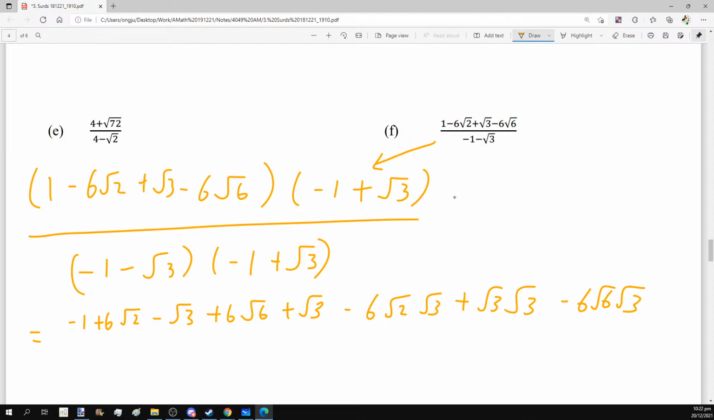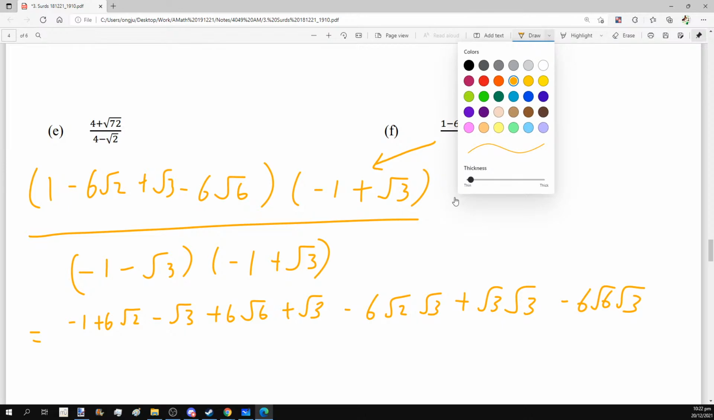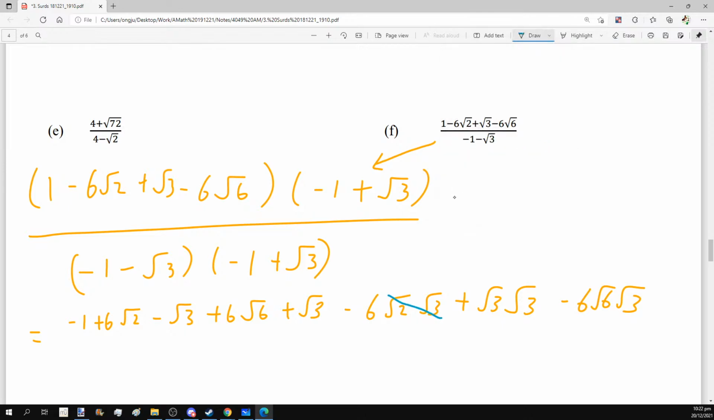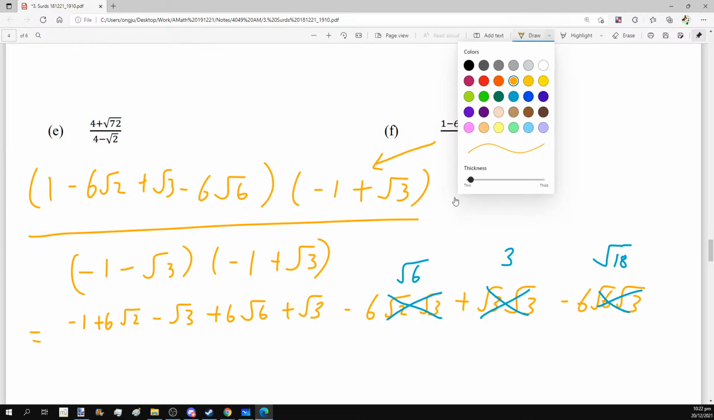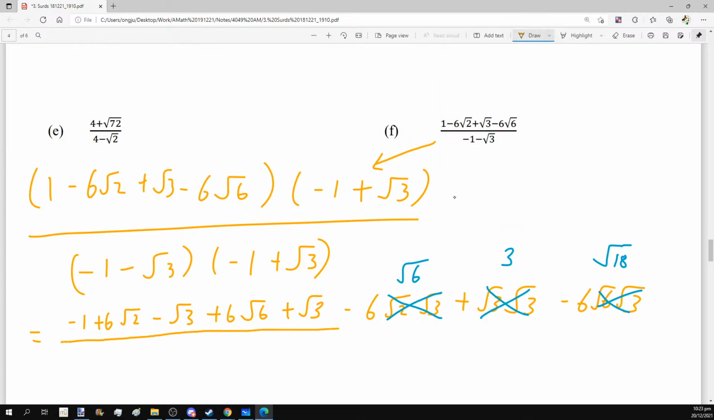And over here, you will see that we can change this to root 6 because 2 times 3 is 6. We can change this to 3, obviously, and we can change this to root 18. Right? And then the denominator will change into -1 square minus root 3 square. Like so.